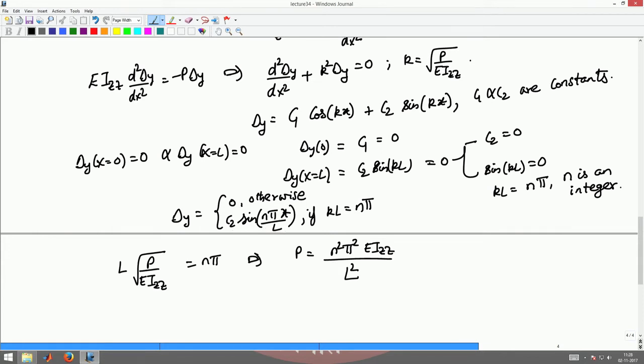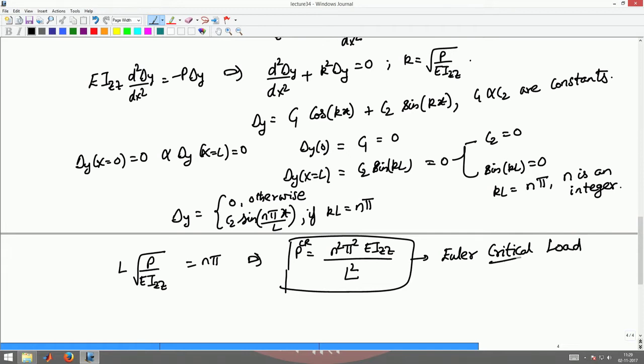So this load is called the critical load, P critical, and this expression is called the Euler critical load, or another name given for it is buckling load.